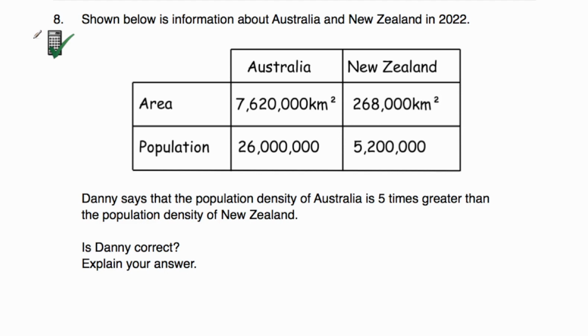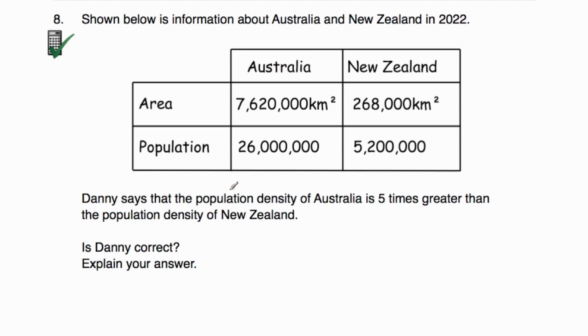Okay, let's have a look at question number 8. So question number 8 says, shown below is information about Australia and New Zealand in 2022. And we've got this table, and we've got Australia and New Zealand, and we've got their areas and their populations. And Danny says the population density of Australia is 5 times greater than the population density of New Zealand. Is Danny correct? Explain your answer.